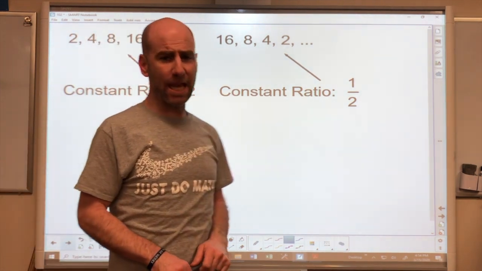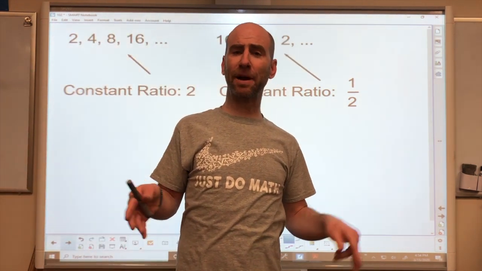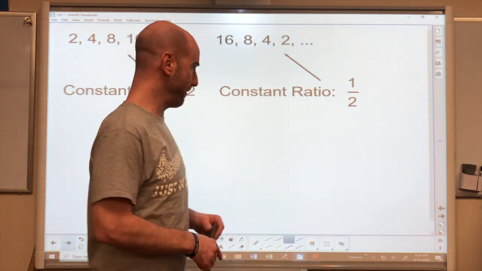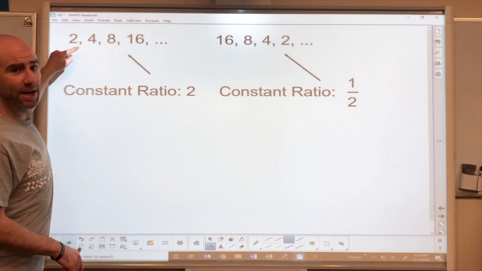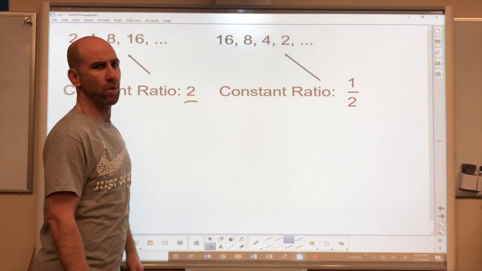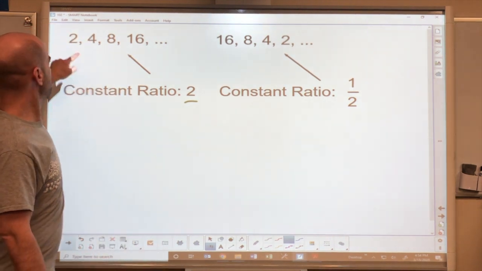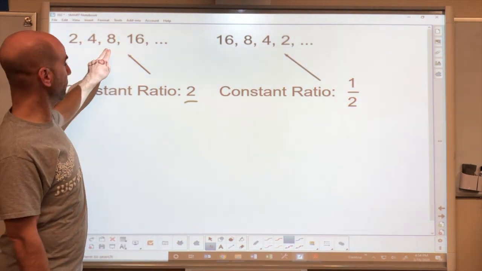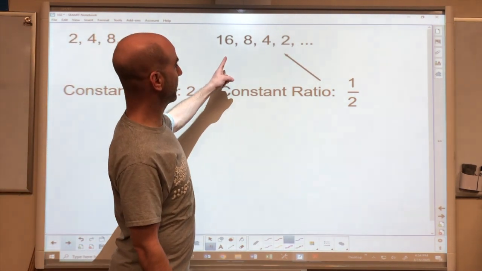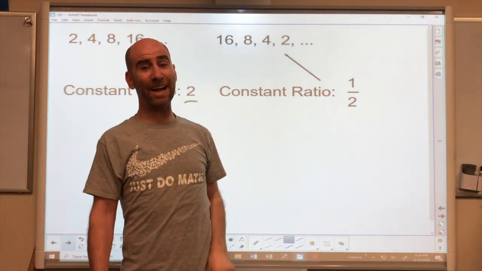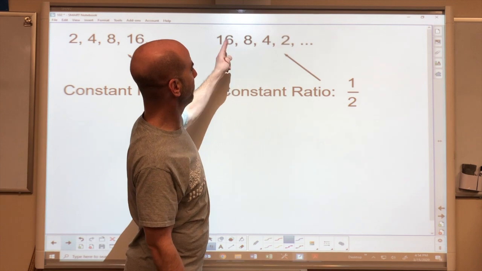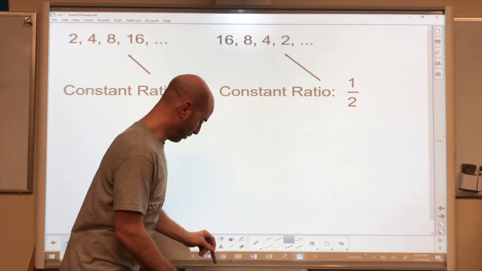Okay, something to recap that we've discussed but we haven't practiced a whole lot is called constant ratio. It's very simple. This pattern here has a constant ratio of 2. Why is that? Well, look at the pattern. Times 2, times 2, times 2, a constant ratio of 2. Now, this has a constant ratio of half. Not divided by 2, but half. So, how much left over? Half, half, half.